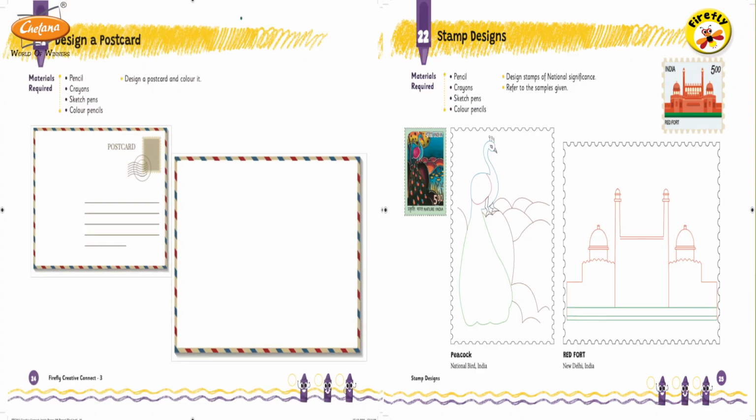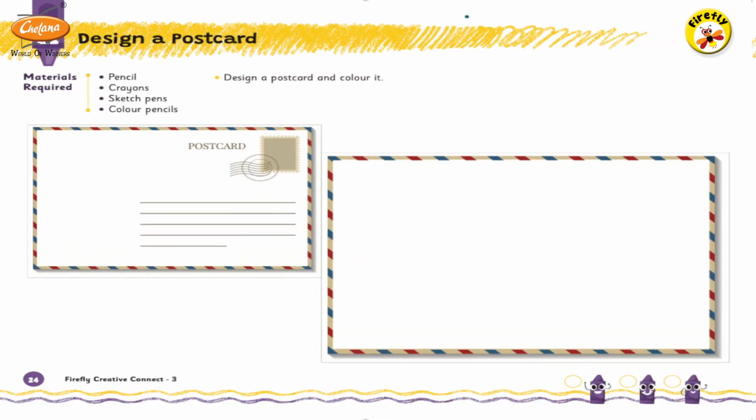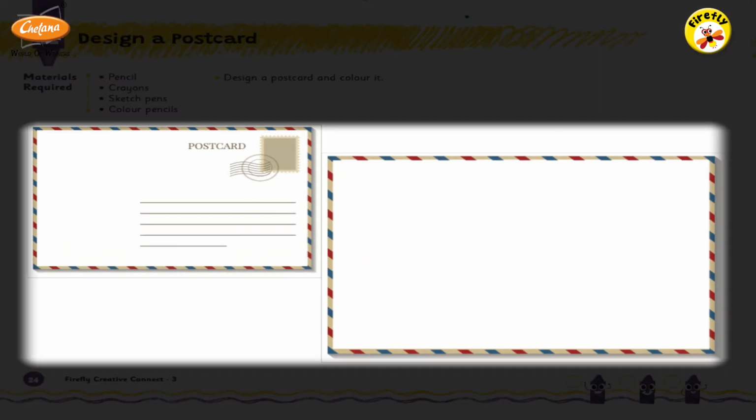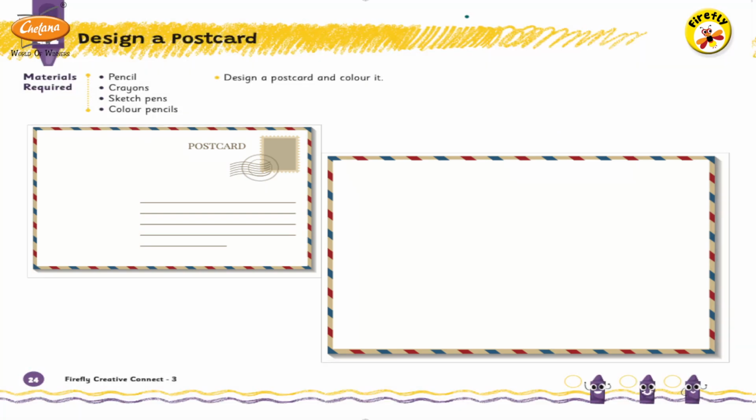It's on page 24 and 25 in book 3. And it is designing a postcard. And they have to design the postcard, and then they have to also design the stamp. So they have to draw and then color, and then the extension activity is when they take the postcard and actually create their own design and post it.